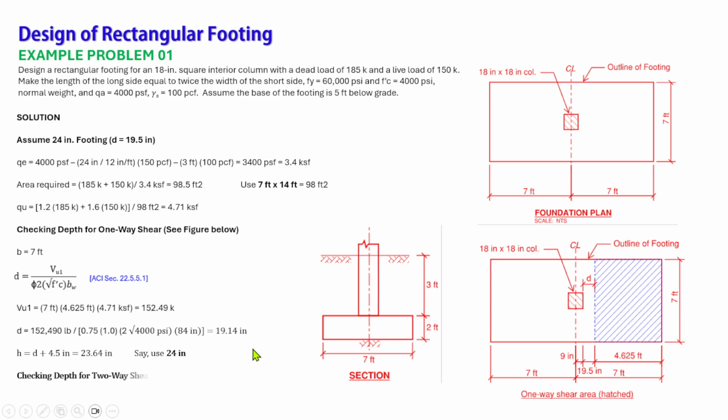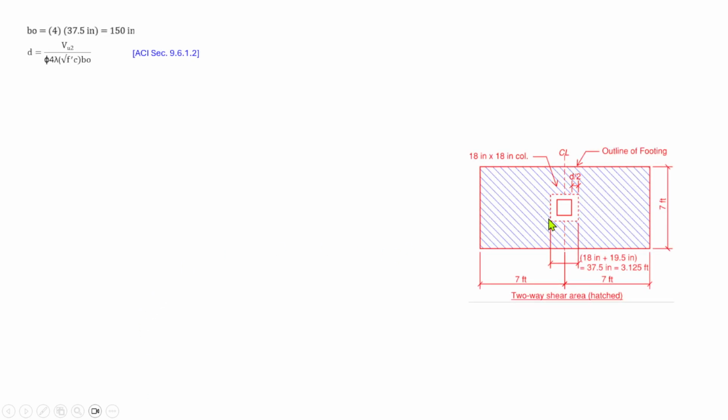Then we need to check the depth of the footing based on the two-way shear, or punching shear. First of all, we need to determine the perimeter of the punching shear area. So 4 times 37.5 inches is equal to 150. We can verify this from this figure here, the foundation plan, two-way shear area.